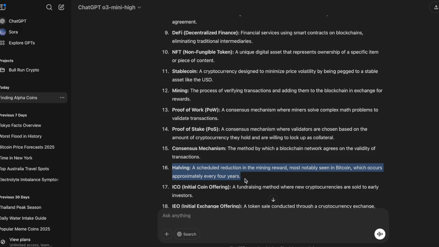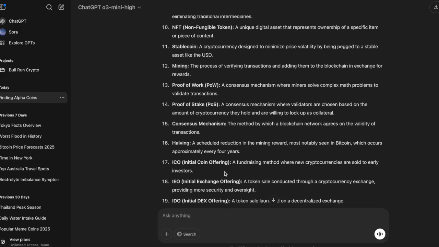Having a scheduled reduction in the mining reward is a halving. Okay, so what is a halving? Most notably seen in Bitcoin, which occurs approximately every 4 years. So that means it becomes more expensive and fewer coins are produced every halving than in the previous 4 years. That would be the halving. So that's why you typically see a price rise in Bitcoin around the halving time. We just had a halving in 2024. Before that, it was 2020 and then 2016.